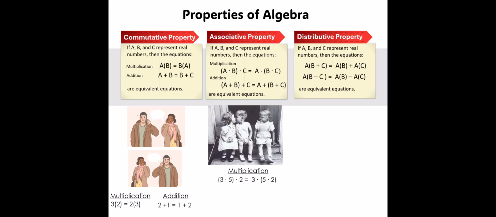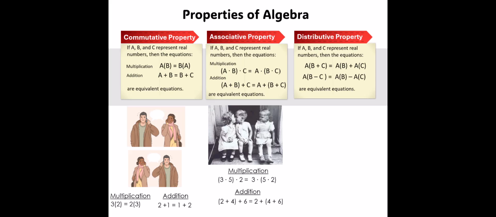Multiplication. For instance, 3 times 5 in parentheses is 15, times 2 is 30. If I took 5 times 2, which is in parentheses first, that's 10, times 3 is 30. They're still the same. For addition, in parentheses 2 plus 4 is 6, plus 6 is 12. On the other side of the equal sign, 4 plus 6 is 10, plus 2 is 12.